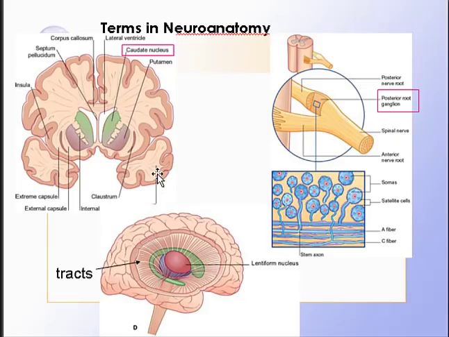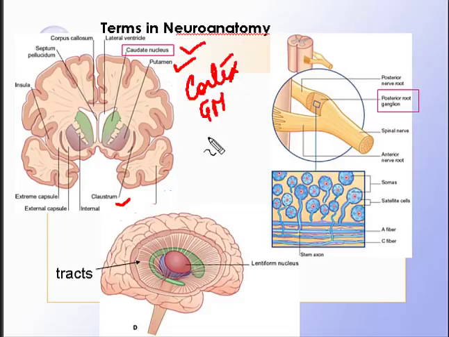So if you look at this image here, if you notice, caudate nucleus has been identified. The putamen is again a nucleus. There is another area of gray matter called the claustrum. They're given different names, and as we go along, we'll be doing that. So we have cortex, we had gray matter, and we have nuclei. All of these are collections of nerve cell bodies.